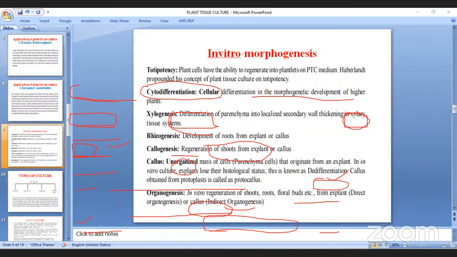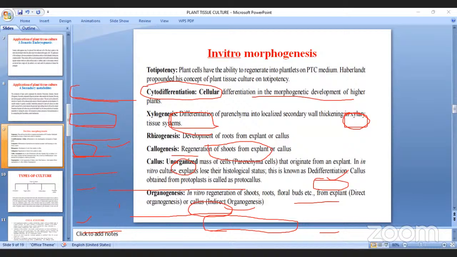In 1976, San Noum first reported haploid plantlet regeneration via gynogenesis in barley. Gynogenesis has become another technique for haploid production in plant tissue culture. Haploid production is possible not only through gynogenesis but also from androgenesis. So these are the in vitro morphogenesis types of terminology.